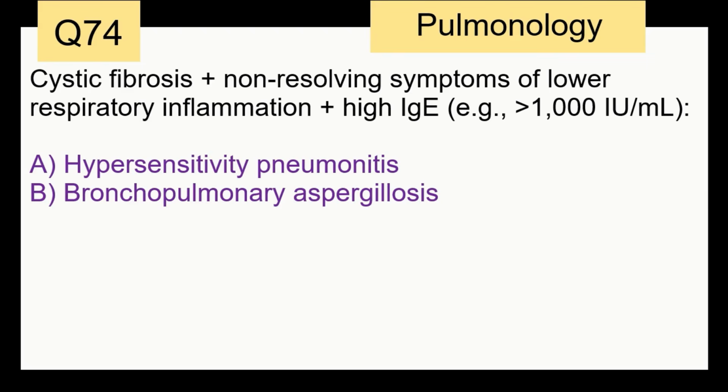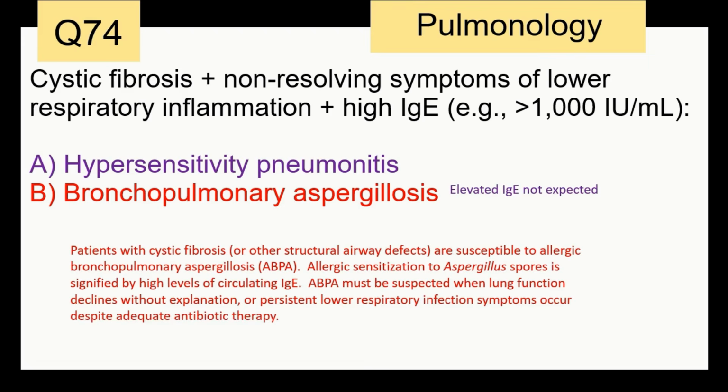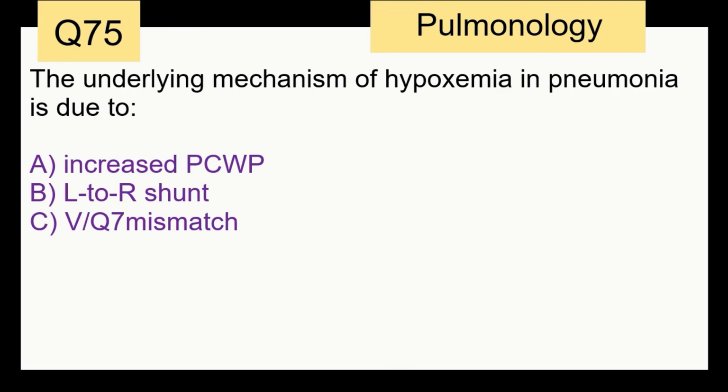74. Cystic fibrosis plus non-resolving symptoms of lower respiratory inflammation and high IgE. We said this before, allergic bronchopulmonary aspergillosis. In hypersensitivity pneumonitis, we don't see elevated IgE. 75. Actually, we already had this question. I'm not sure why we have it again. Pneumonia, VQ mismatch.